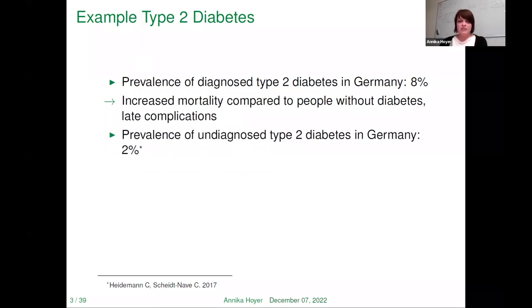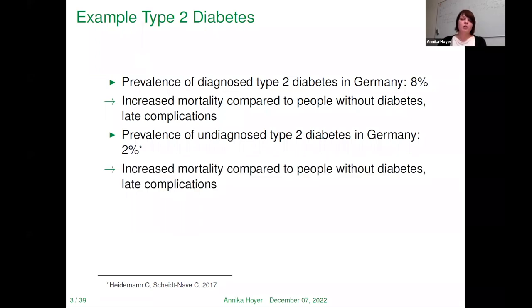On the other hand, the prevalence of undiagnosed type 2 diabetes in Germany is about 2%. That means 2% of the German population suffer from type 2 diabetes, but they are not aware of it. So they haven't yet received a diagnosis of their disease. But this kind of people also suffer from an increased mortality compared to people without diabetes, and also from an increased risk for associated late complications.